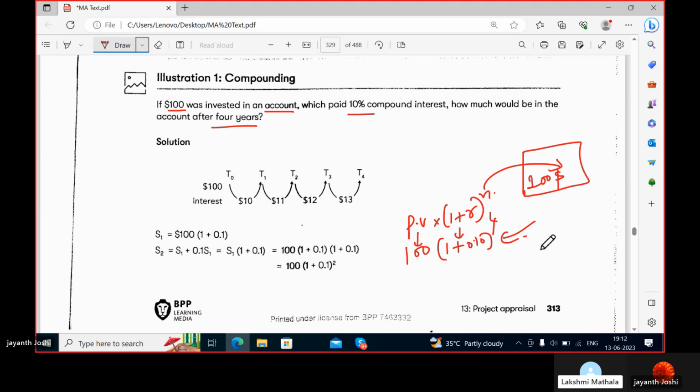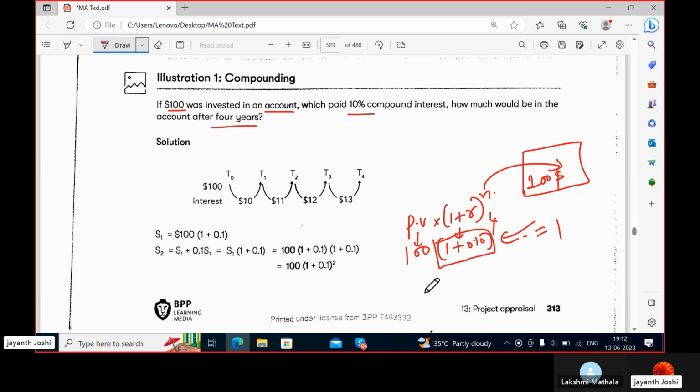So 384.16? Sorry? 384.16. You just do this: 1 plus 0.10, 100 into 1.10 whole power 4. Can you do this 1.10 whole power 4? How much is this? I don't think the answer is right. So 1.4641 into 100. How much?